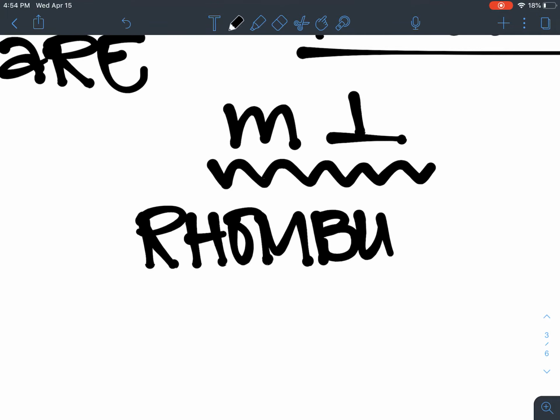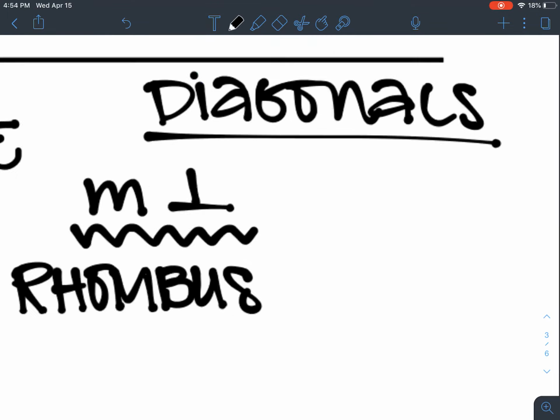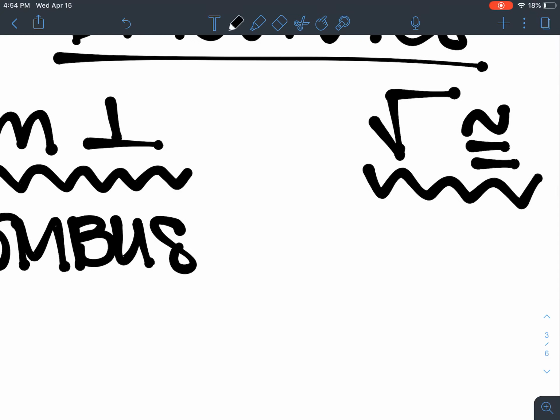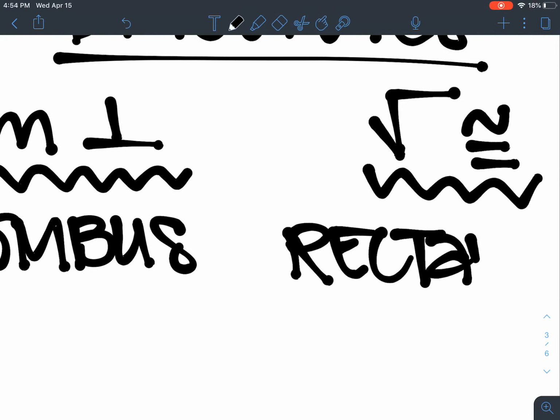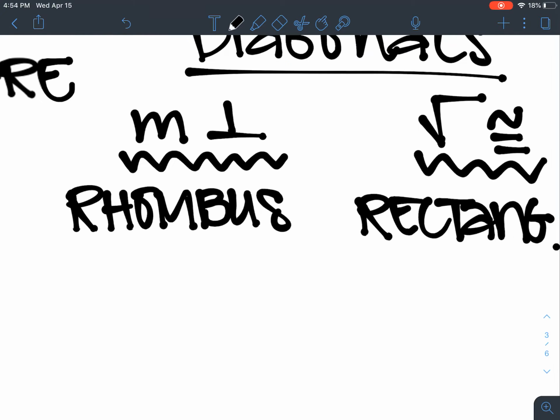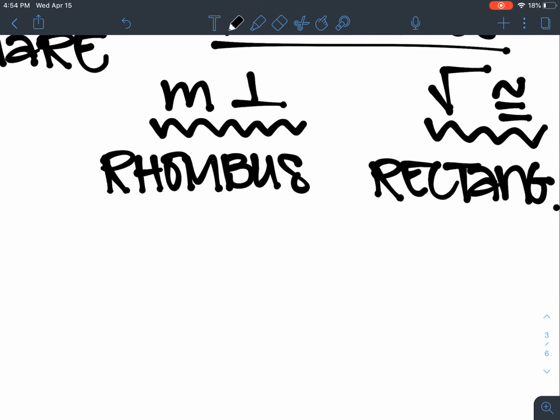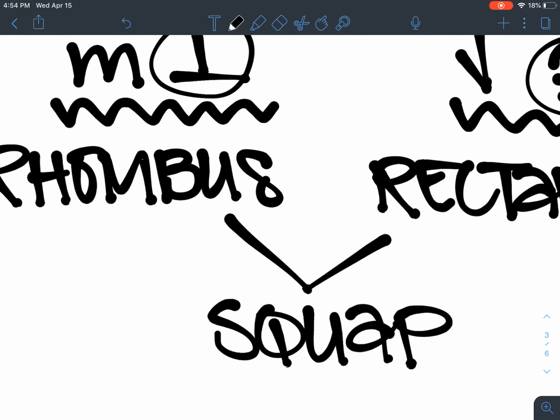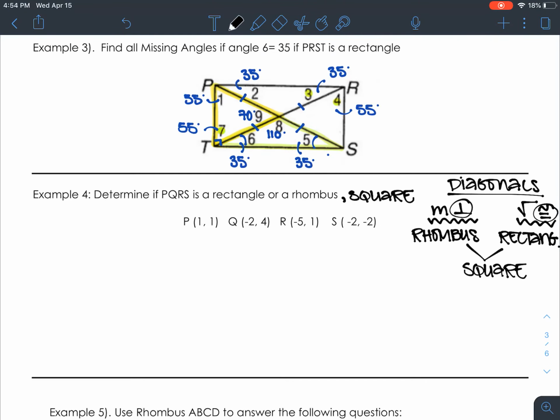How many of you guys caught that? Now, if I found the distance of those sides and found that they were congruent, that would mean that it's a rectangle. But if I found that the diagonals were both perpendicular and congruent, that would mean that it has to be a square. So what we're doing is we're focusing on the diagonals.